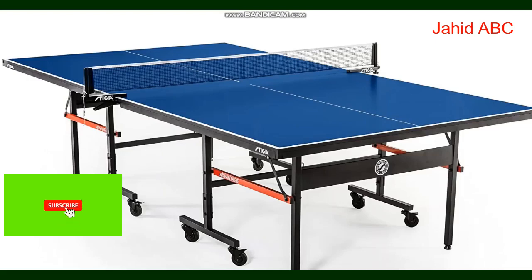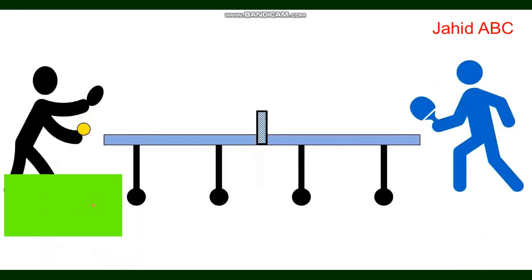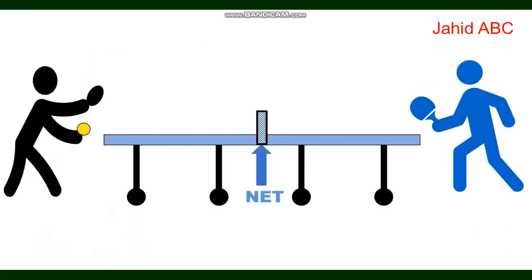Table tennis is played on a table and it has a net, and the net divides the court into two parts. If we look at the table from the side, this is how it looks like. The table is divided into two parts by the net. On the one side you are in the black uniform and you have your opponent on the blue side.